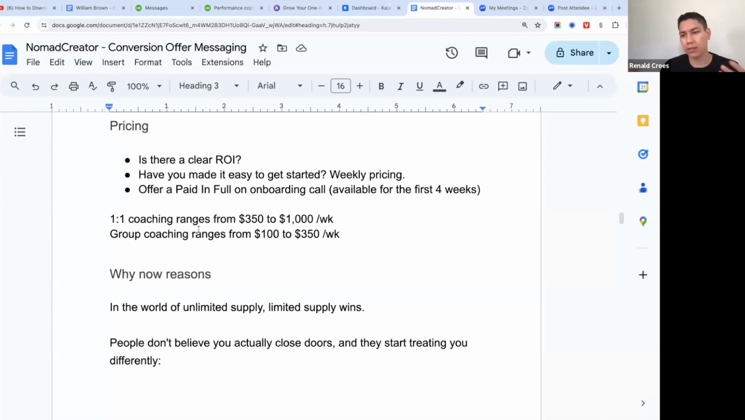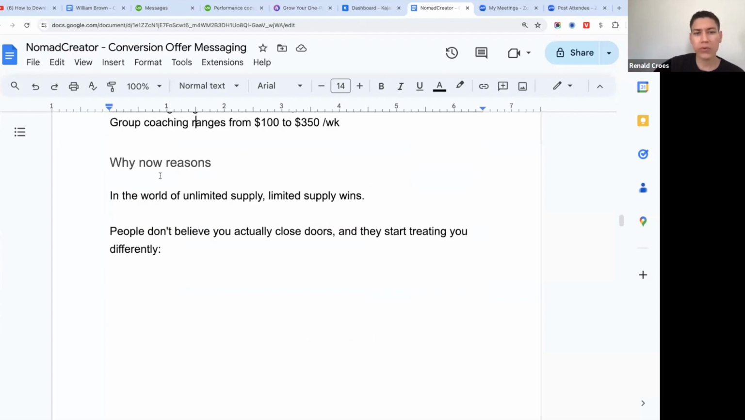Now, it depends on whether your business model is going after businesses or helping people with self-development, etc. The next key is why they need to act now, so you want to understand this as well. In a world of unlimited supply, where everyone's giving you more and more and more, you have to limit your wins. Meaning you have to limit the number of people you work with, and you have to limit the way you provide the offer.